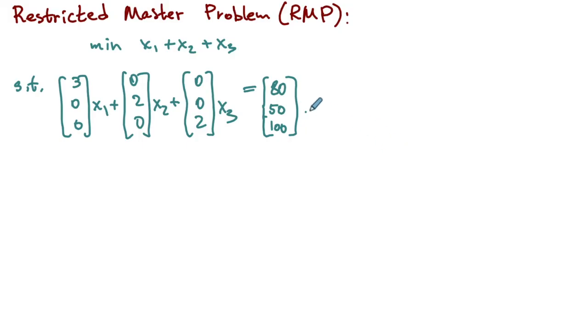So we have this restricted master problem. It only has 3 variables, and we see that the corresponding matrix is diagonal, and the problem is really trivial to solve. So we just need to set x1 to 80 over 3, x2 to 50 over 2, and x3 to 100 over 2. Right, and usually we are going to store the information about the optimal basis for our restricted master problem in the following form.